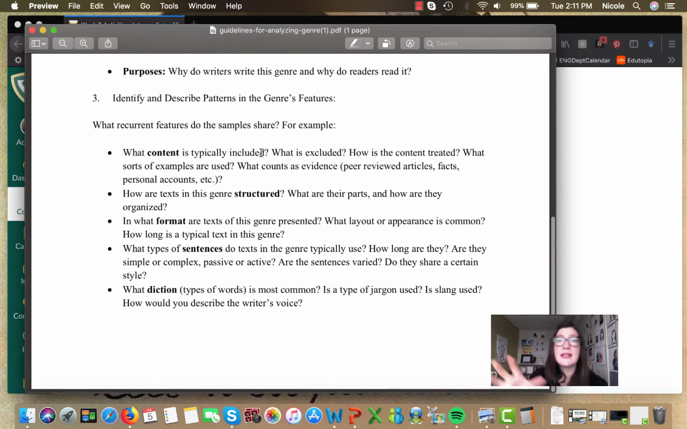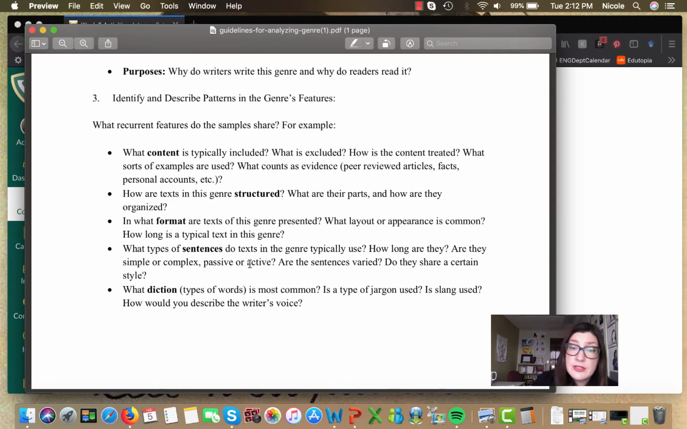Then you're going to move on to really a little bit more micro features. We did the macro features. Now we want to zoom in and look at really specific what we call conventions of a genre, including content in terms of what kind of evidence, what counts as evidence, the structure, the organization, format? Are there subheadings? Are there big paragraphs? Are there graphs used that gets into evidence what's included or excluded? What are the sentences like? Are they very complicated, dense sentences? Are they more simple sentences?